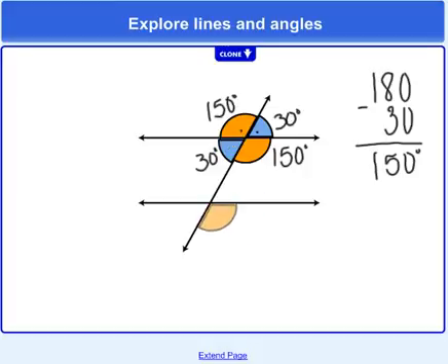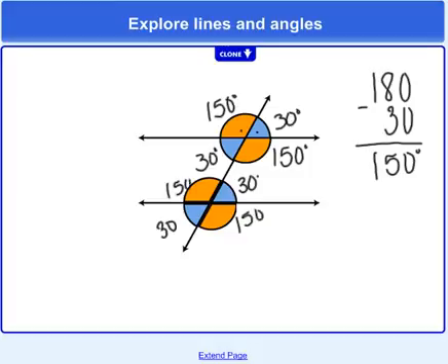This orange angle is actually the same as the other orange angle. So you should have noticed that these angles are going to be congruent, or the same. Same thing with the other angles that are missing. This is going to be filled in with a blue angle, which means that this angle is also 30 degrees. This is 150, this is 30, and this is also 150.